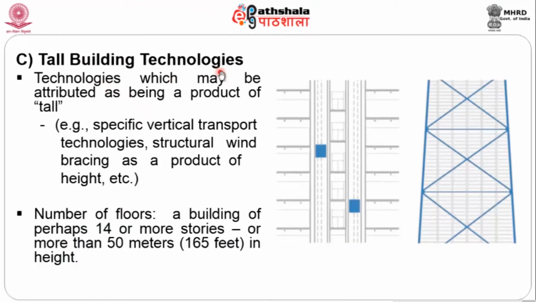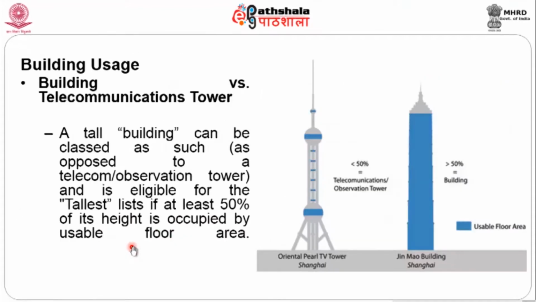Tall building technologies, which means technologies which may be attributed as being a product of tall buildings. Say for example, vertical transportation technologies which are very specific to tall buildings, or structural wind bracing, which are unique developments that have happened because of tall buildings. Number of floors: a building of perhaps 14 or more stories, or more than 50 meters in height, is again considered as a tall building.